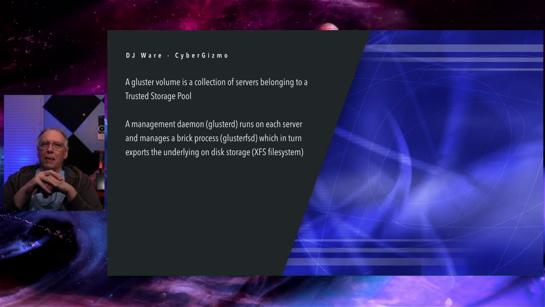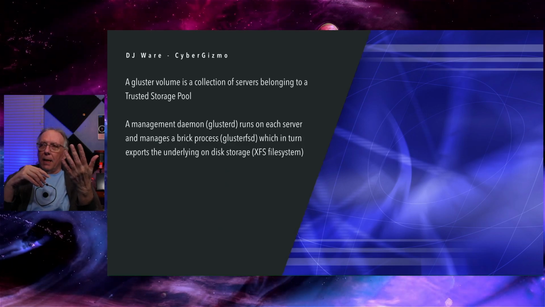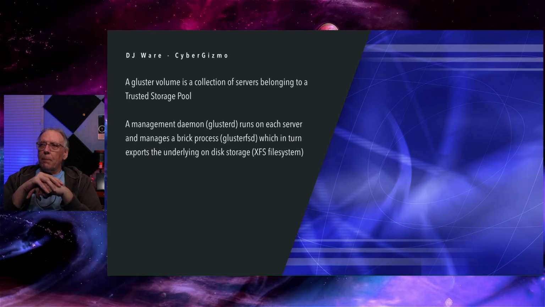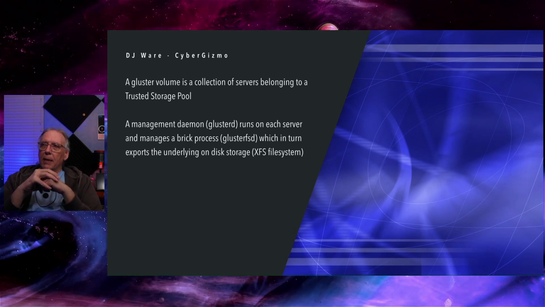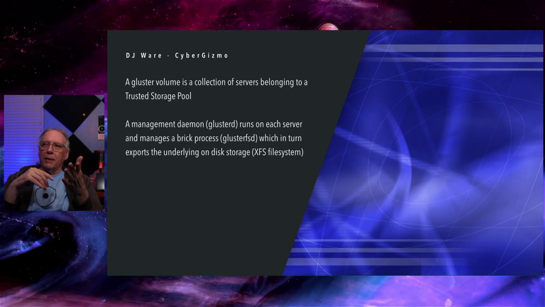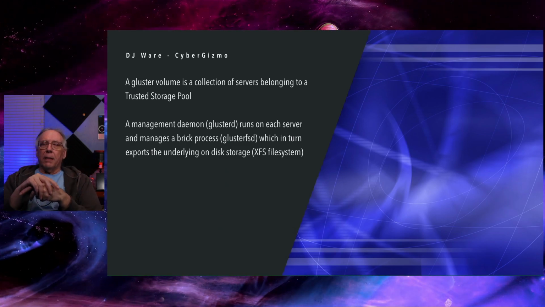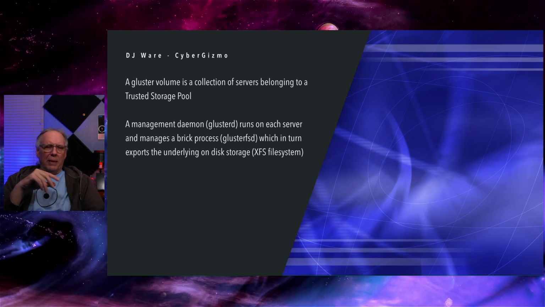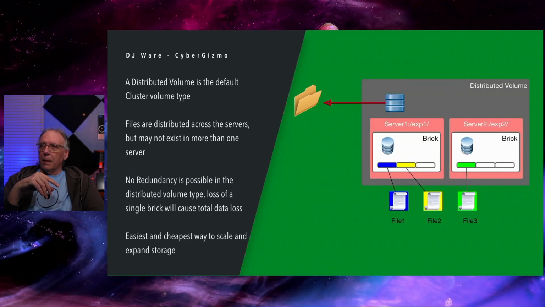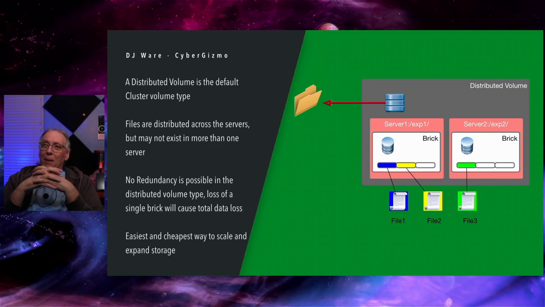There's a management daemon called GlusterD that runs on each server, and that manages the system as a whole, but it also manages a brick process called GlusterFileSD, which in turn exports the underlying disk storage, and in my case it's XFS. You can also use ZFS here. Now, I haven't heard them talk about ext4 recently, and quite honestly, I just use XFS for this because I'm running on real small servers to begin with, so they're not big.